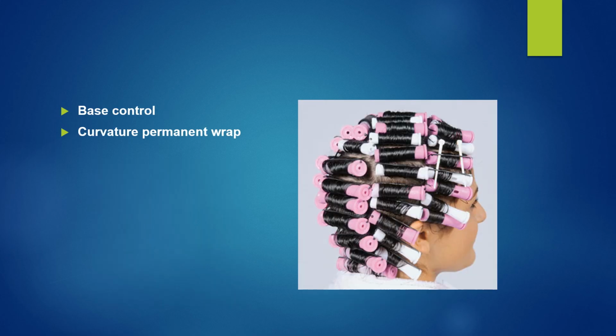Next we have base control. This is the position of the tool in relation to its base section, determined by the angle at which the hair is wrapped. Also, in curvature perm wraps, partings and bases radiate throughout the panels to follow the curvature of the head. This wrapping pattern uses pie-shaped base sections in the curvature areas.